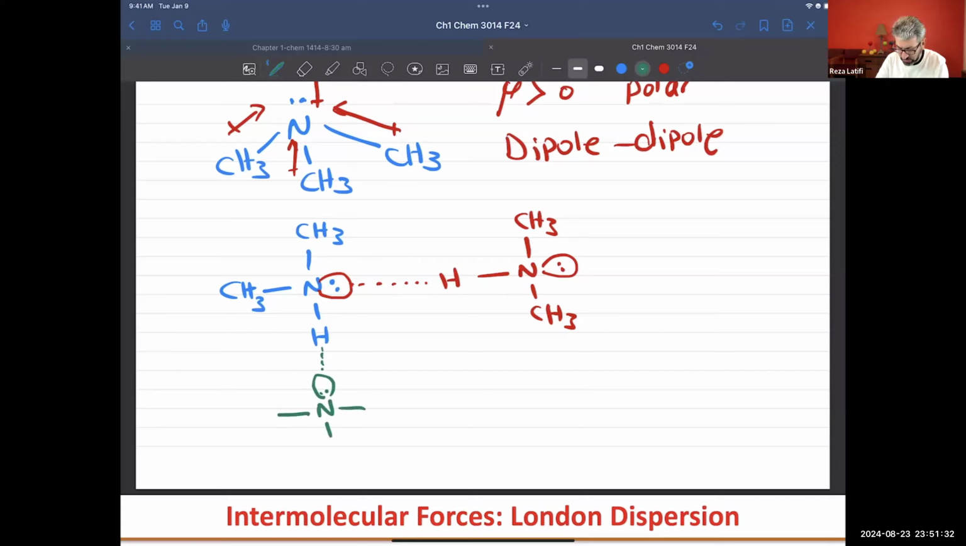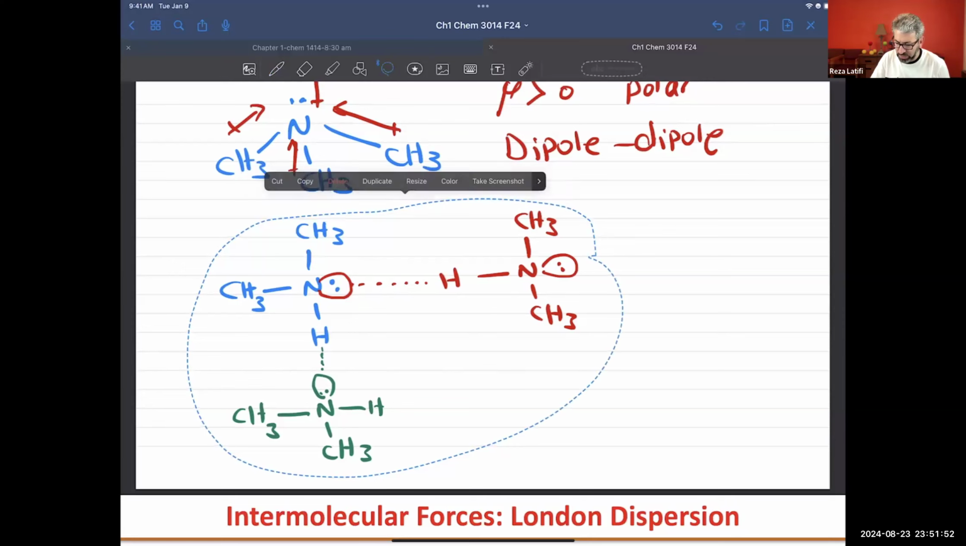Okay, and say we have CH3, hydrogen, CH3. So as you see, per one lone pair and one hydrogen attached to nitrogen, we managed to get interaction with two neighbors. Okay, two neighbors. So what will happen if I replace another hydrogen with another methyl group?